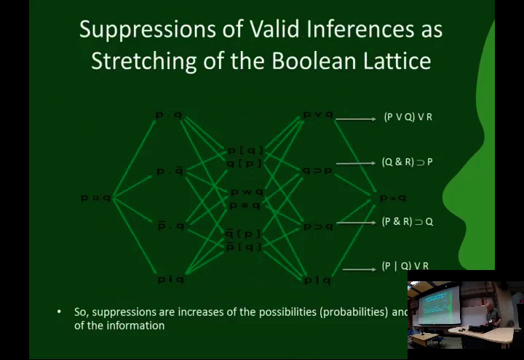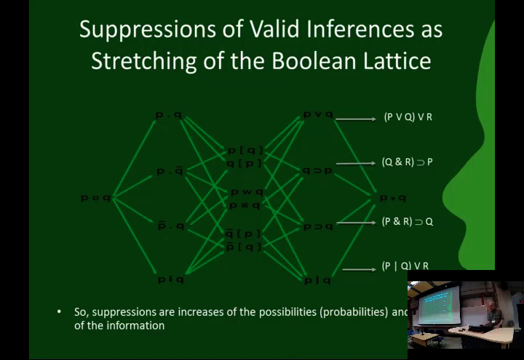So the suppression of valid inferences goes as follows. Instead of going backwards in the Boolean lattice, you stretch the Boolean lattice. Instead of considering P or Q, you consider that you can have P or Q or R. R is the new information that you got. Instead of saying that if Q, then P, you consider that if Q and R, and the library is open, she will study late in the library. Same here. Instead of considering if P then Q as if P then Q, you consider it as if P and R, and the library is open, then you will study late in the library. And here, instead of interpreting P is incompatible with Q as P is incompatible with Q, you interpret it as P incompatible with Q, or we have R. You see, R is the new information that we get.